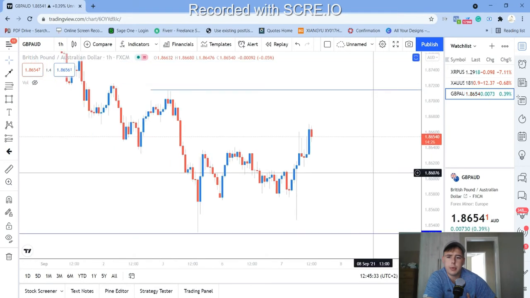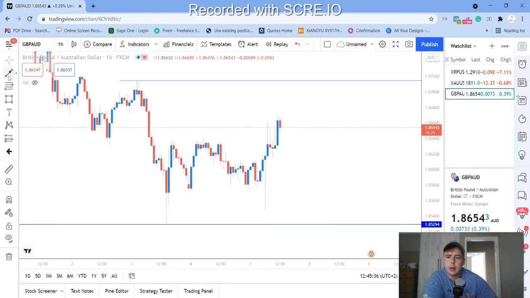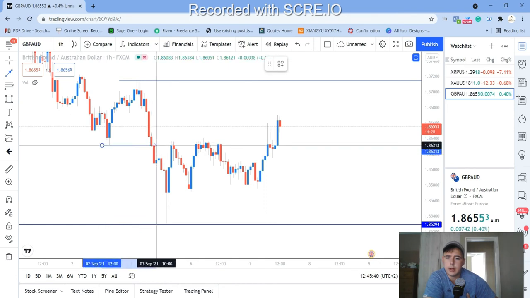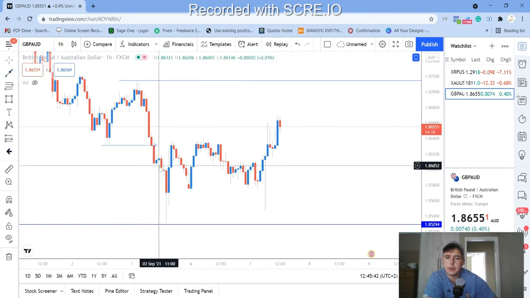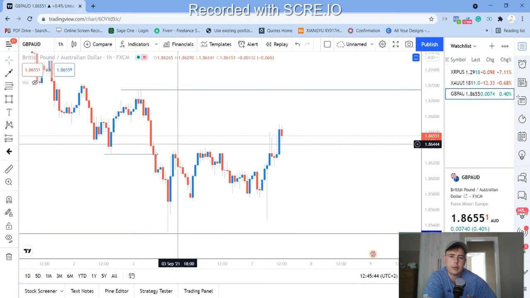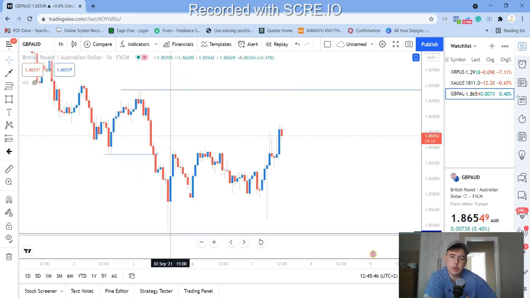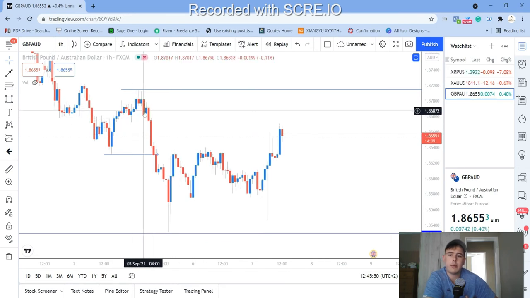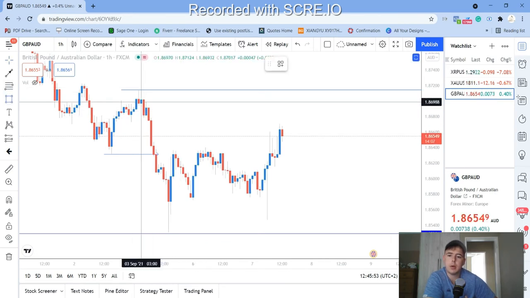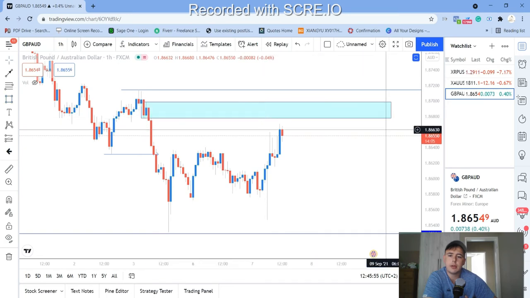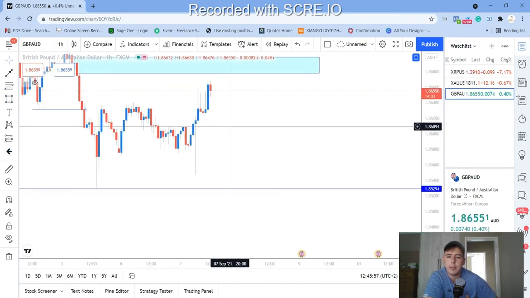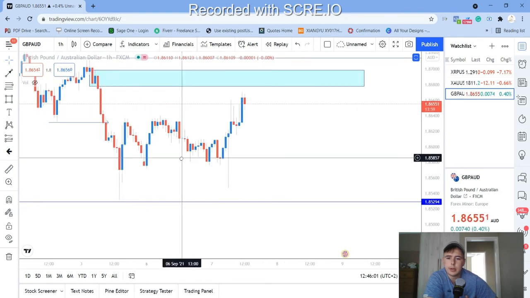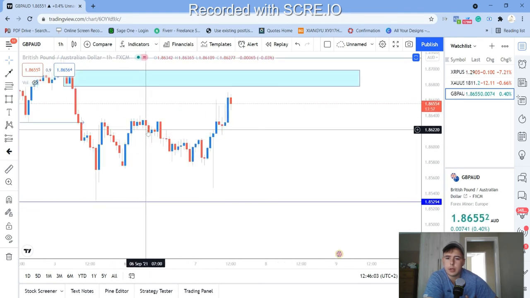So I put on the 1 hour, this was the structure break to the downside right there. Okay, so after a bearish structure break, we look for a supply zone. This was a very relevant supply zone all the way up here, so that is why this is my sell zone at this stage. But the aggressive sell zone was this one right here.